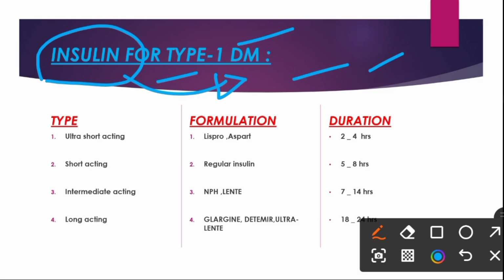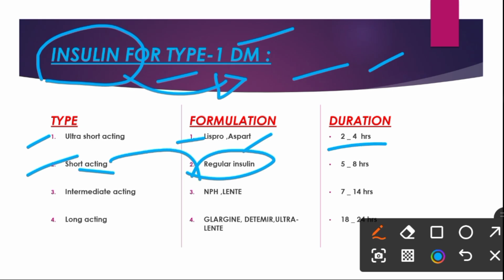The types of insulin include ultra short acting, that include Lispro and Aspart, and they work about 2 to 4 hours. Second one is short acting insulin, that is the regular insulin. Remember, regular insulin is very important, and it is a short acting insulin with a duration of about 5 to 8 hours. Third one is intermediate acting insulin, that include NPH, that is the neutral protamine Hagedorn, and lenti, and they work about 7 to 14 hours.